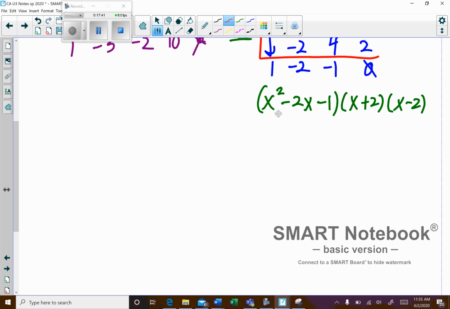Now that I'm down to the trinomial, you'll see that it's not factorable. Okay, so that's not going to work. So we're going to have to go back to the quadratic formula. So I'll go ahead and do that over here.